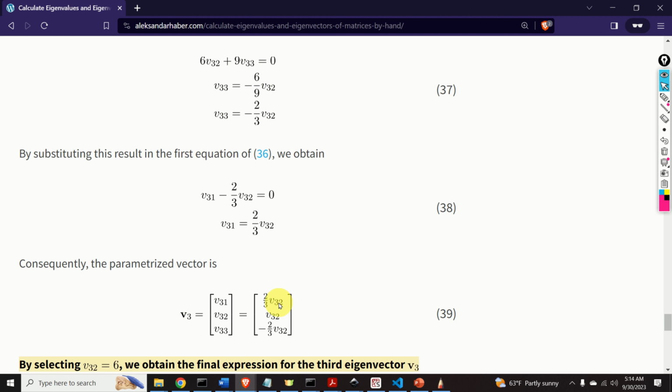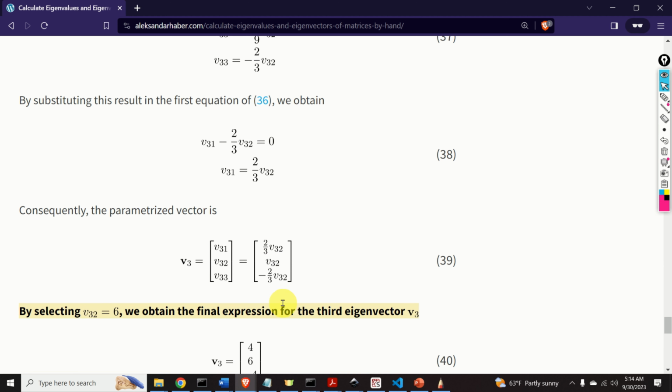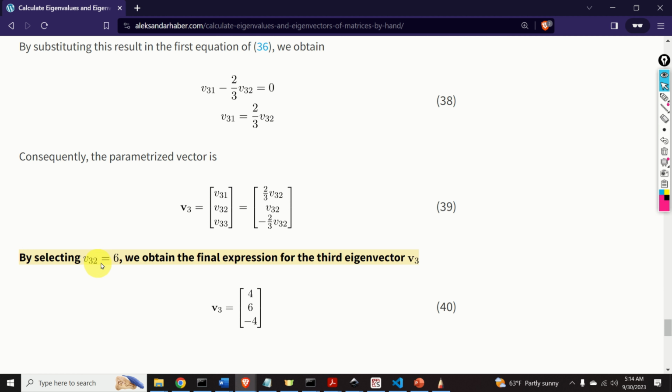We can see that this vector is parameterized by the scalar v32, and we have a complete freedom to choose v32. Let's select v32 as 6, and finally we obtain the final expression for the third eigenvector. Here it is. If you do this procedure by yourself and independently, and I strongly suggest you to do that, it will take you probably around half an hour to do these computations.